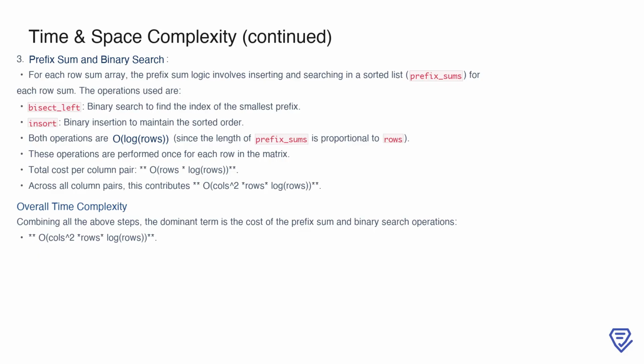These operations are performed for each row in the matrix, so the total cost per column pair is O(rows * log rows). When we consider all column pairs, this results in a total contribution of O(cols^2 * rows * log rows) to the overall complexity. Combining all the steps discussed, the dominant term in the time complexity is the prefix sum and binary search operations, giving us a final time complexity of O(cols^2 * rows * log rows).